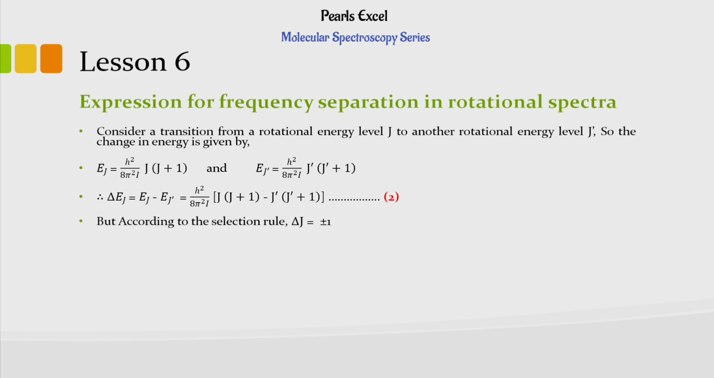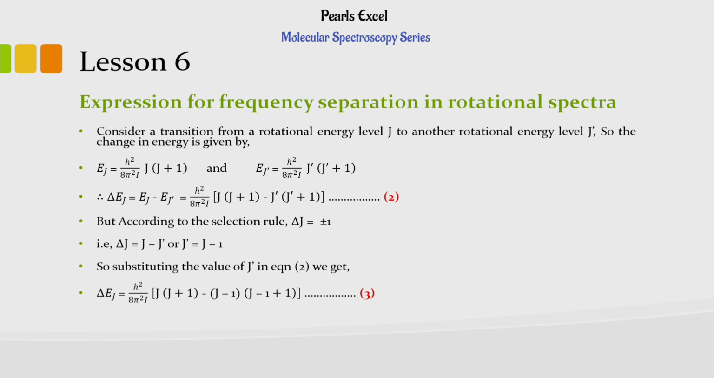Further, we follow the selection rule, that is delta J = ±1. That is, delta J is equal to J minus J dash, or J dash is equal to J minus 1. Substituting the value of J dash in equation number 2, we get equation number 3. Now simplify equation number 3, and you will get equation number 4, that is delta Ej is equal to h²/8π²I × 2J.